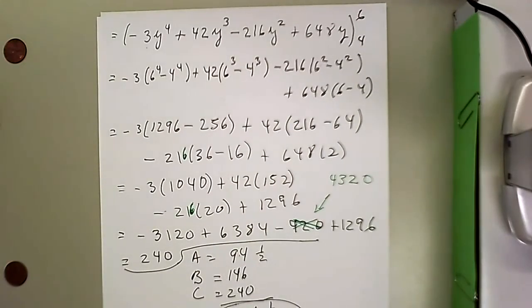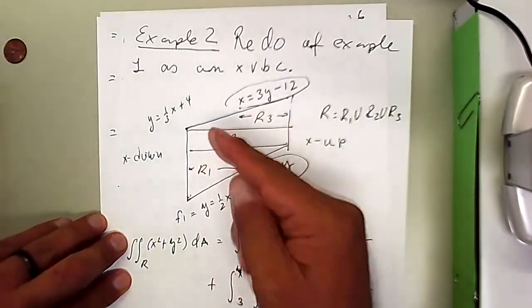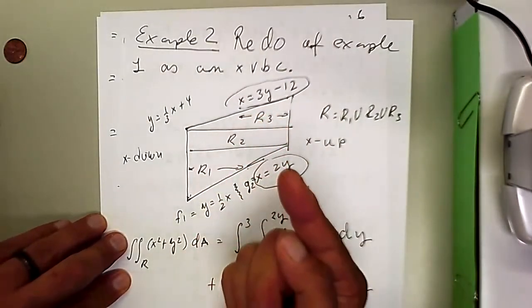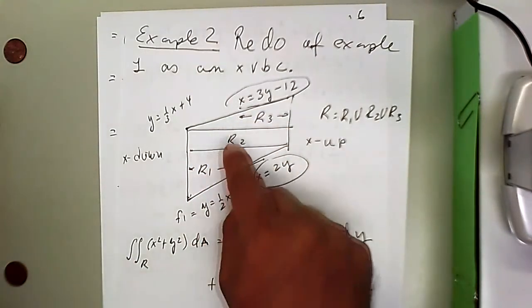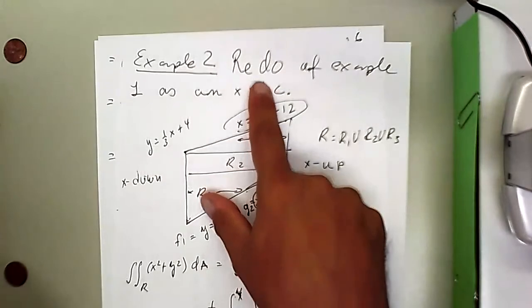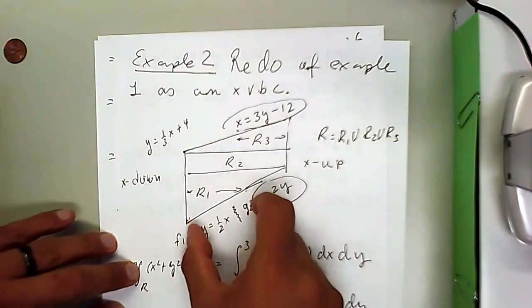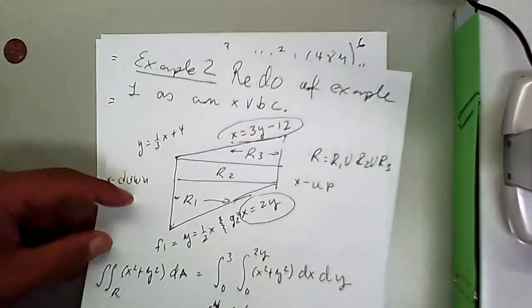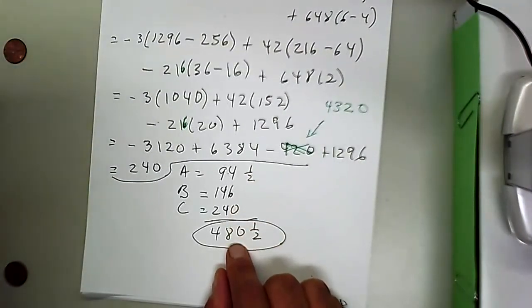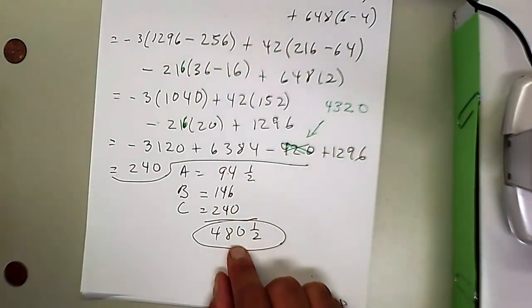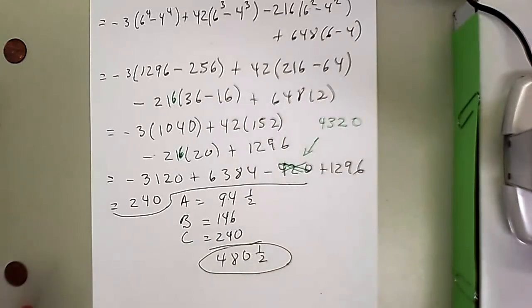So in example 1, we figured out the double integral of this total region in one shot, in one integral. In example 2, we redid the problem, but now we had to split it up into 3 different regions. And that took way, way more work. However, when we put them back together, we should end up with the same answer. And we did.